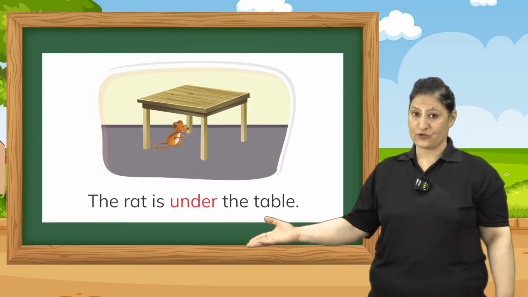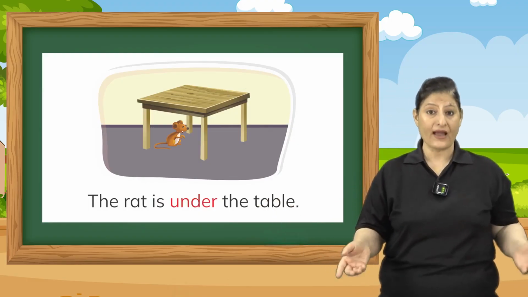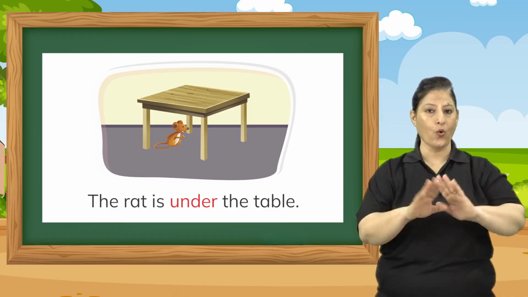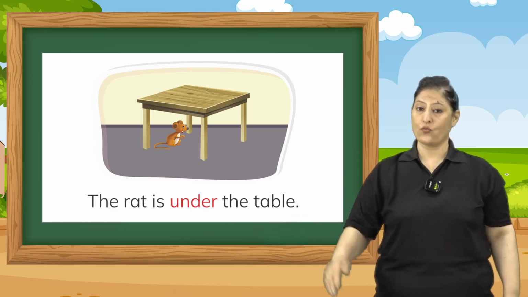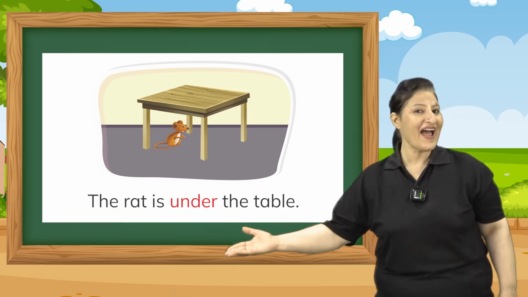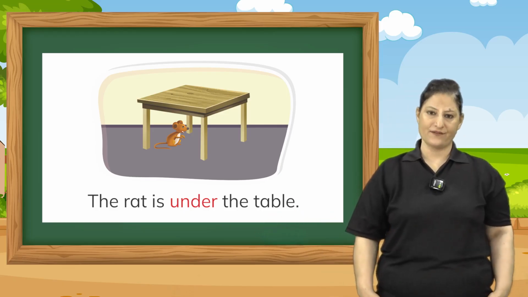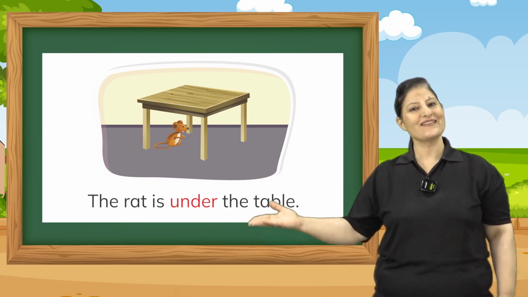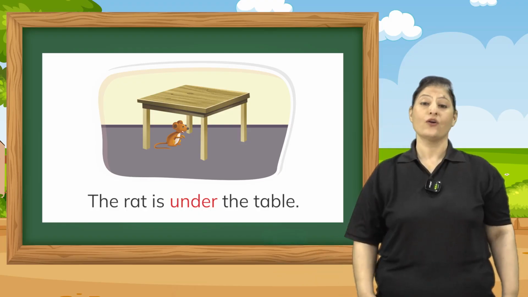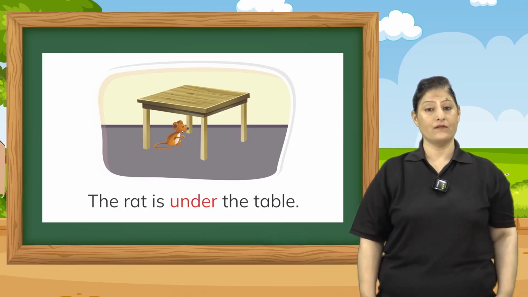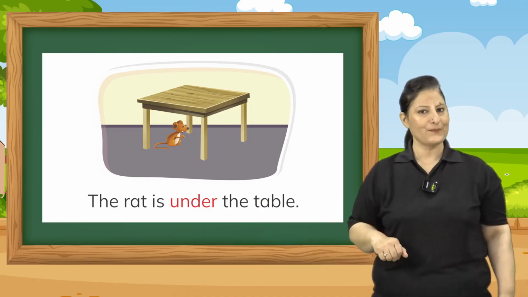Like as in this picture, you can see there is a rat. Where is a rat? Rat is on the table? No. In the table? No. Table के नीचे है ना? So we will use the word, the rat is under the table. Table के नीचे है. कौन है? चूहा. Rat is under the table.